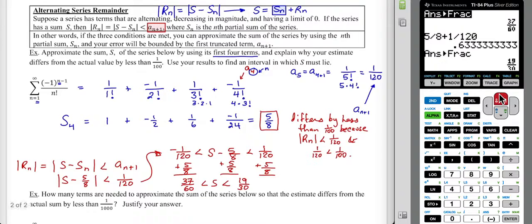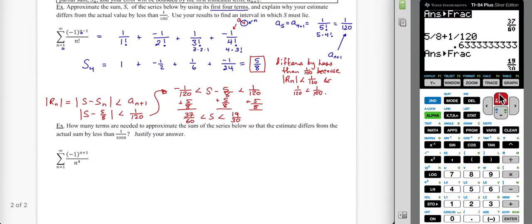All right. So for the next one, how many terms are needed to approximate the sum of the series so that the estimate differs from the actual sum by less than 1/1000th? It's really just a matter of going until you come up with the first term that's less than 1/1000th. In the last one, the fifth term was 1/120th. That was the first term that was less than 1/100th. So we're going to use the same idea here.